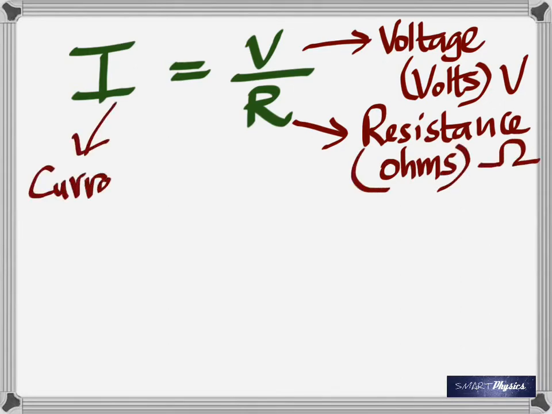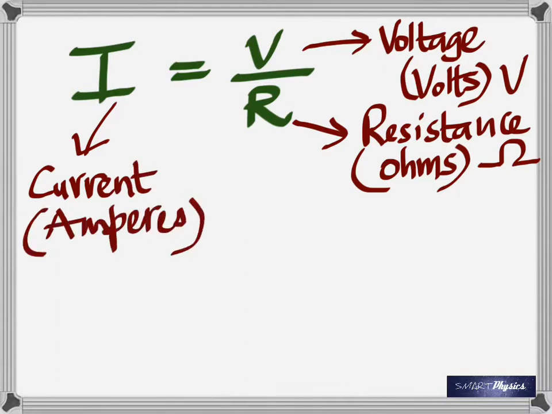And the symbol for ohm is the omega. Therefore we can also define an ampere as 1 volt divided by 1 ohm. So that's another definition for ampere from Ohm's law.